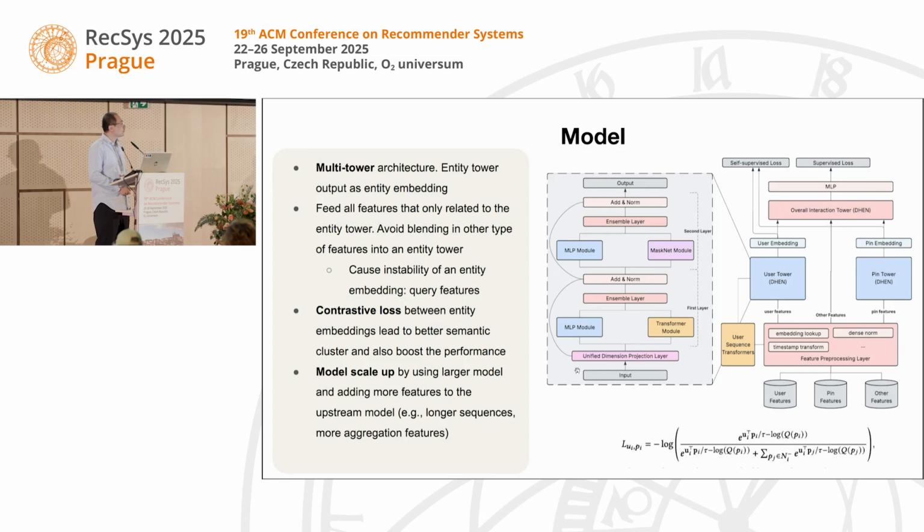Yeah. I have a question about the phrase there about avoiding blending other types of features into an entity tower. So does this mean that when producing your user embedding, you don't take any pin features? And the reason I ask is because, traditionally, you would be doing that, right? You would take all of the pins the users interacted with to produce an embedding. So do you see that this kind of leads to better outcomes for the final objective?